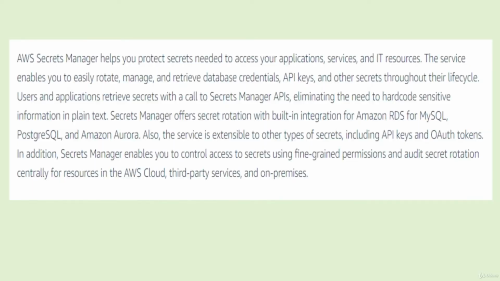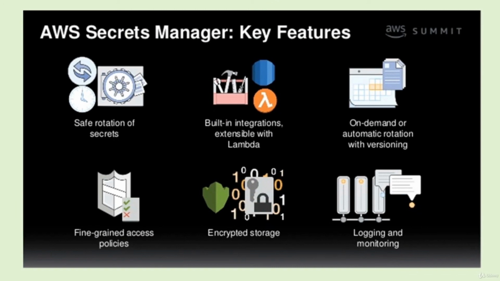It will allow you to keep certain secrets. There is built-in integration for RDS, for MySQL, PostgreSQL, and Amazon Aurora. These are the databases which could be easily integrated with Secrets Manager. This service is extensible to other types of secrets also, with API keys or authentication tokens and more. You can also use fine-grained permissions and audit secret rotation centrally for resources in the AWS cloud, with third-party services or on-premise.